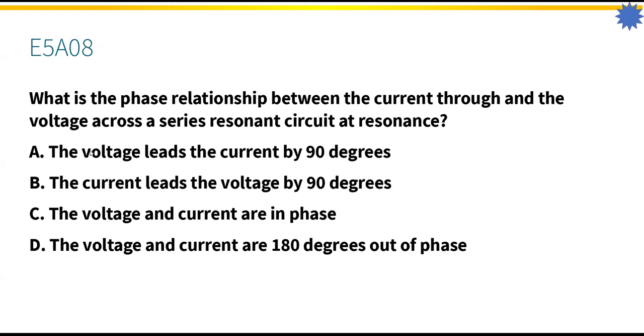What's the phase relationship between the current through and the voltage across a series resonant circuit at resonance?